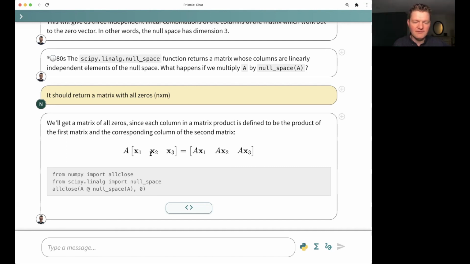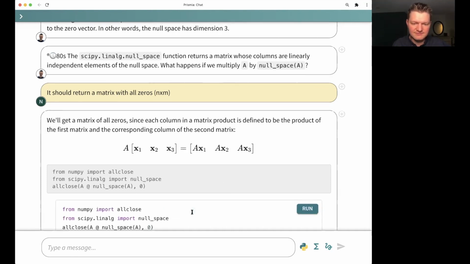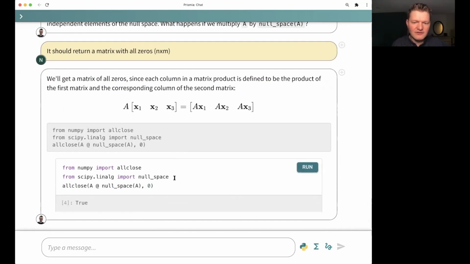So the point is, if the columns of the matrix returned by the null space function are supposed to be in the null space of A, that means A maps each one of them to the 0 vector. So we're going to get the 0 vector in each column over here. In other words, we're going to get a 0 matrix. So we can run this and check this works out.